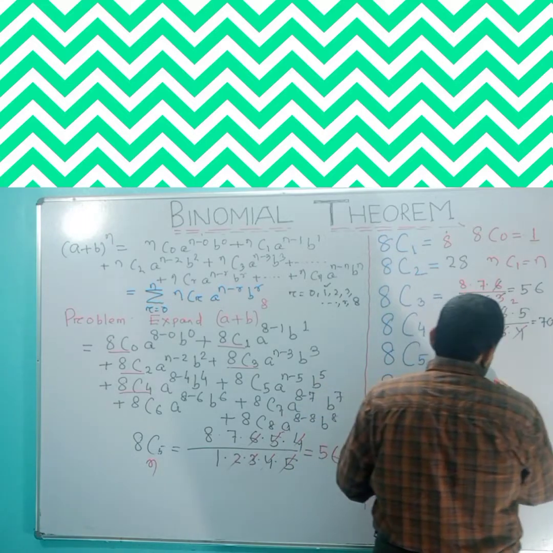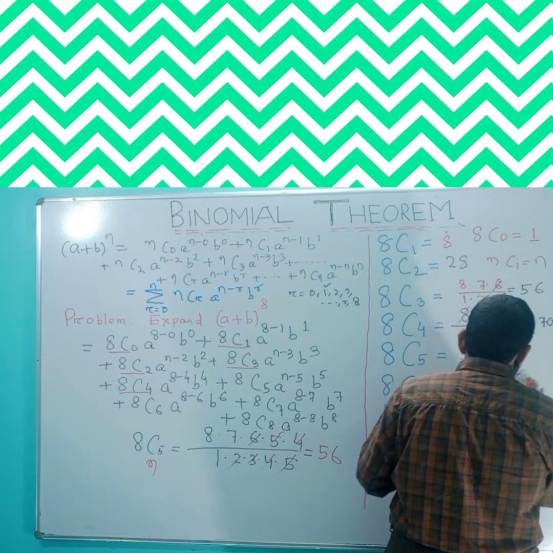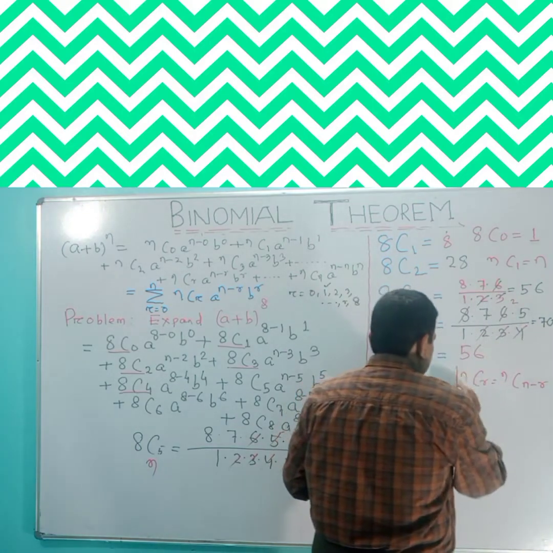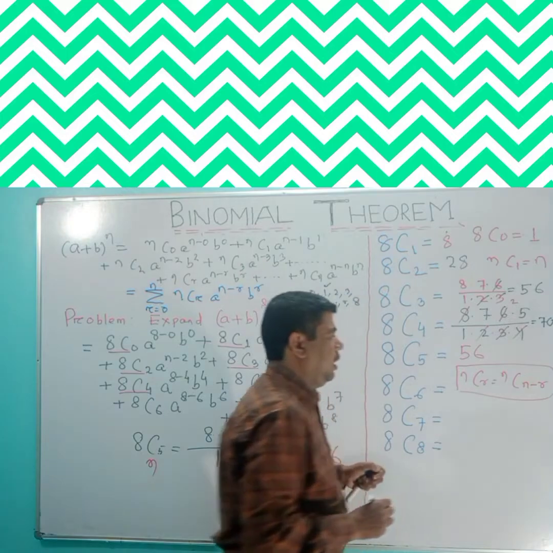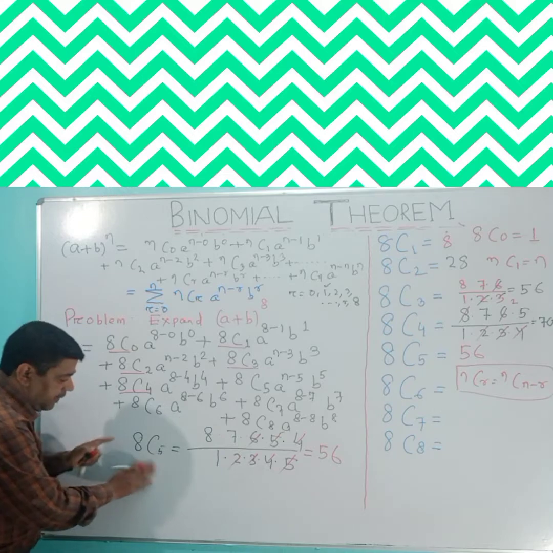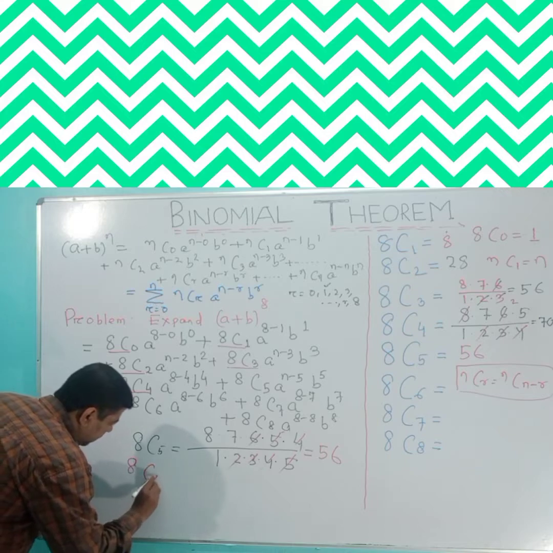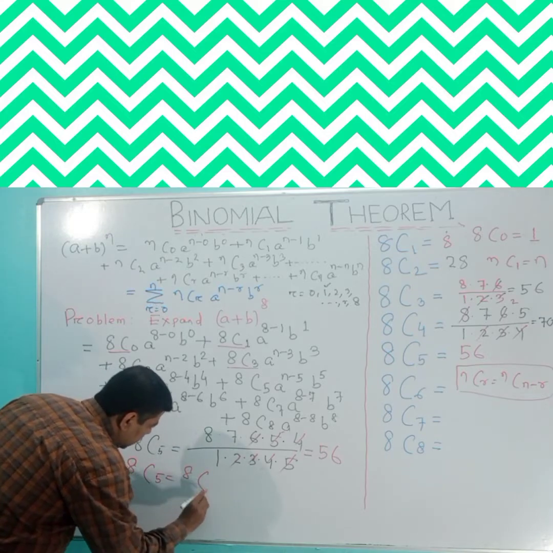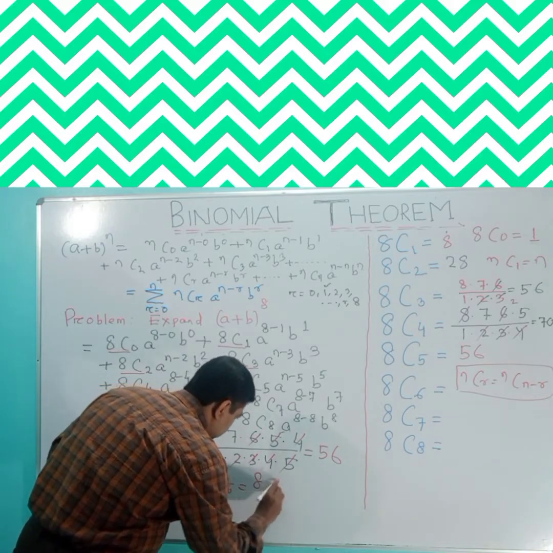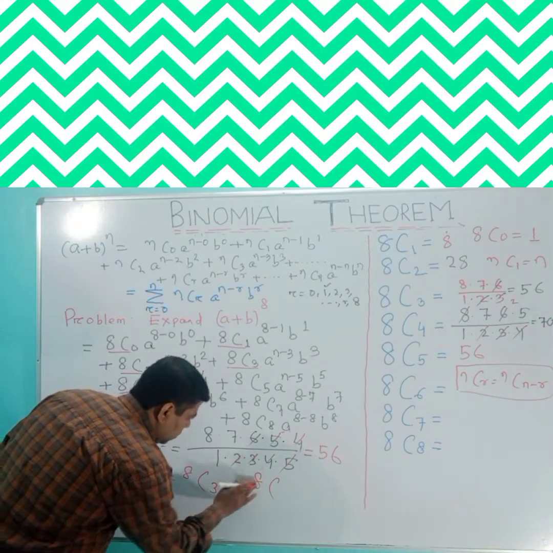nCr is equal to nC(n minus r). Using this formula, here we have nC5, so you can write 8C5 as 8C(8 minus 5). What is 8 minus 5? It is 3. Is it clear?